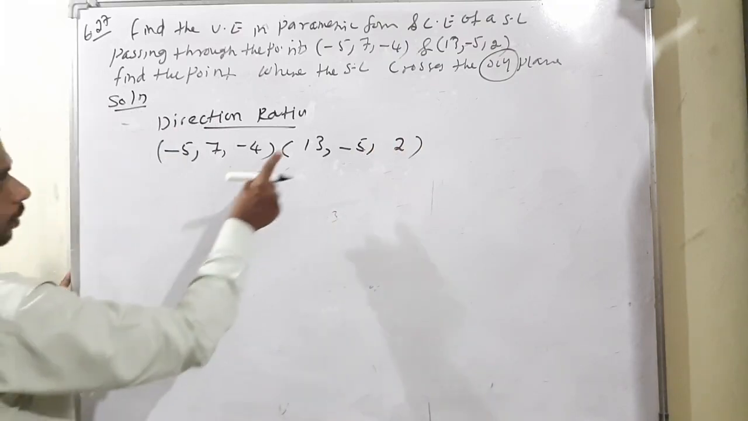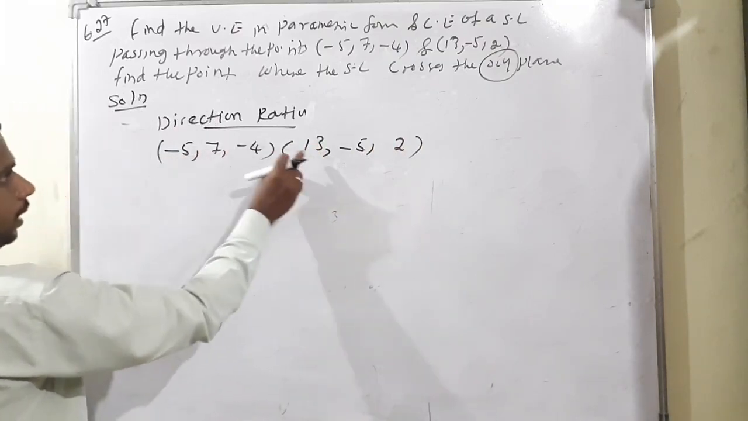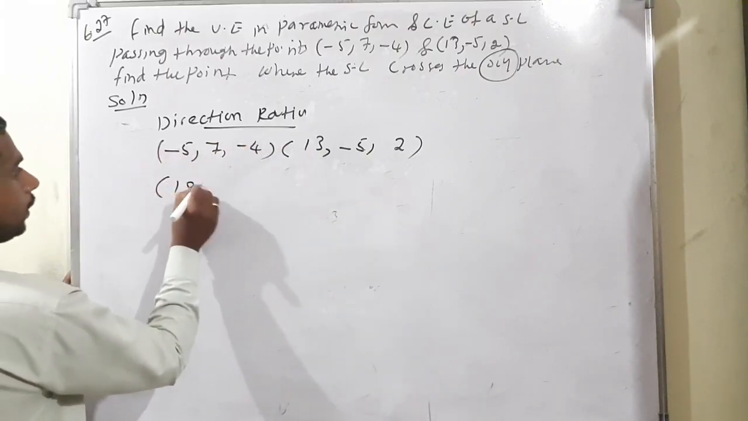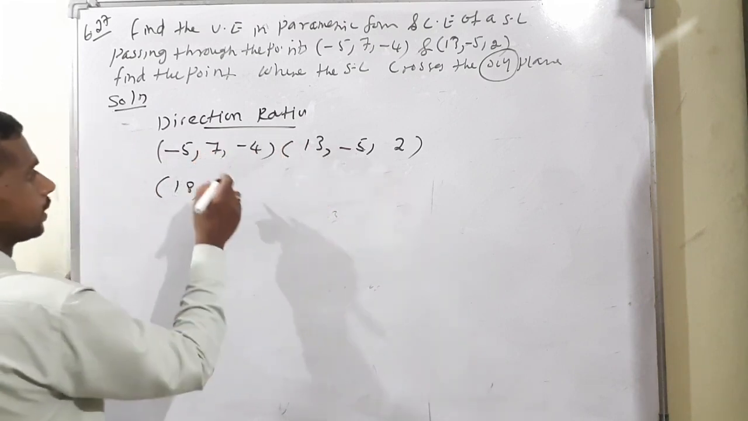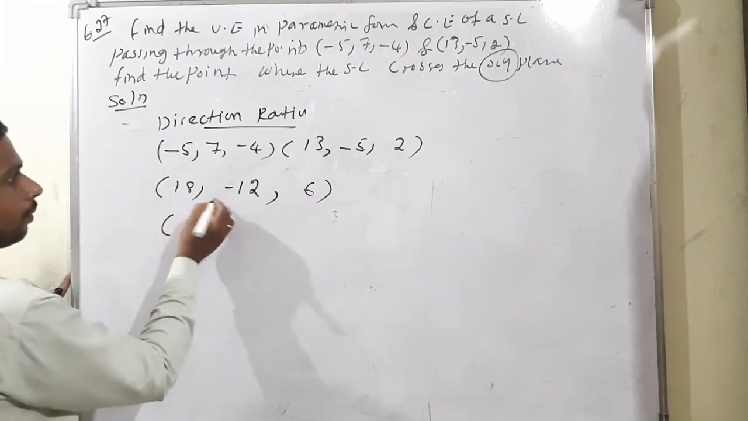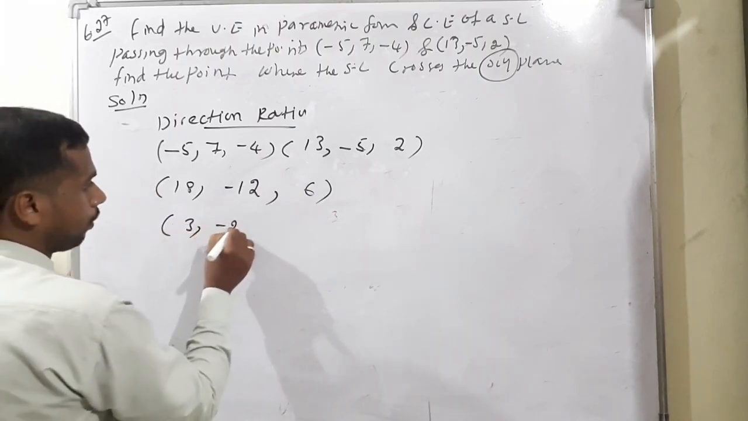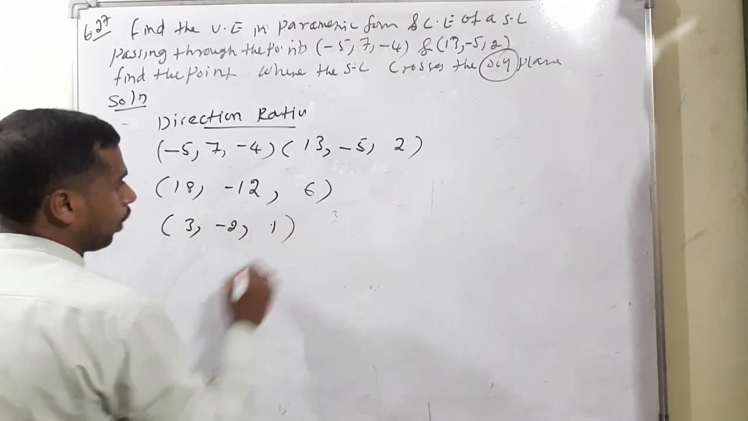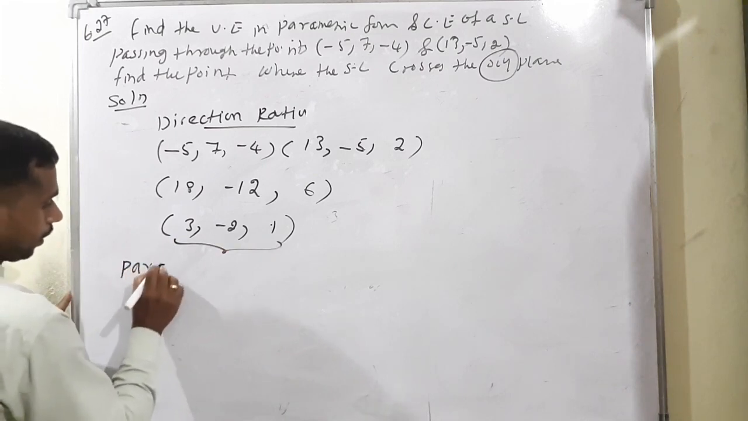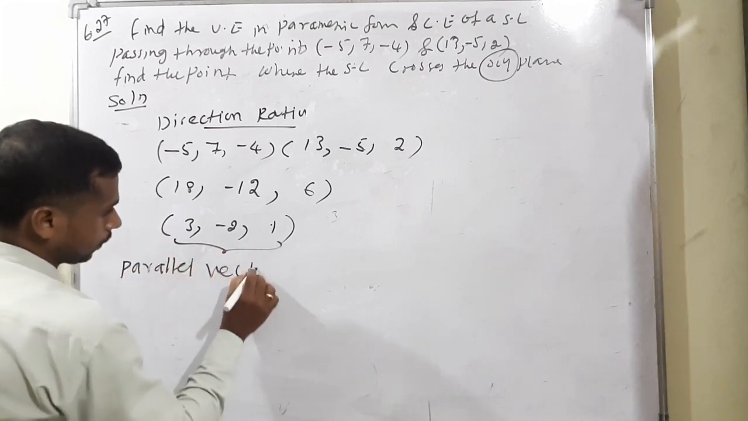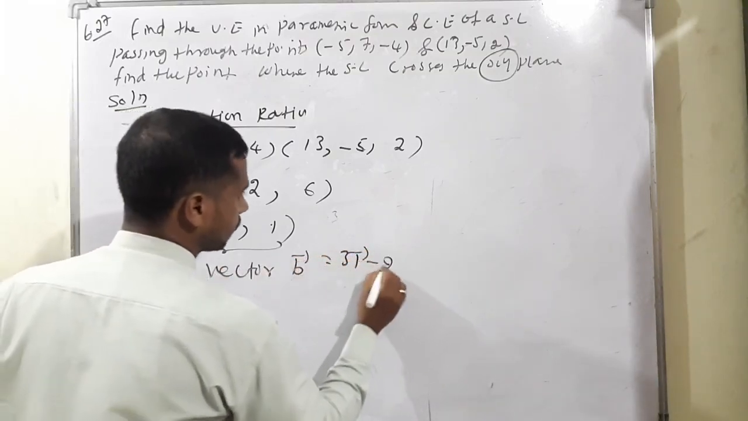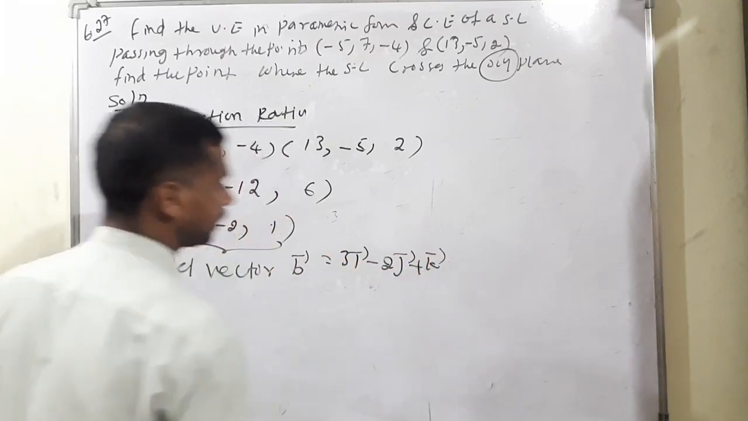So simplify now. Second term minus first term: 13 minus, already a minus sign, therefore 13 + 5 = 18. Then -5 - 7 is -12. Then 2 + 4 is 6. So every term divided by 6, no? Therefore 3, -2 and 1 will come, isn't it? So now we can say this is a parallel vector. So the b vector is equal to 3i - 2j + k.